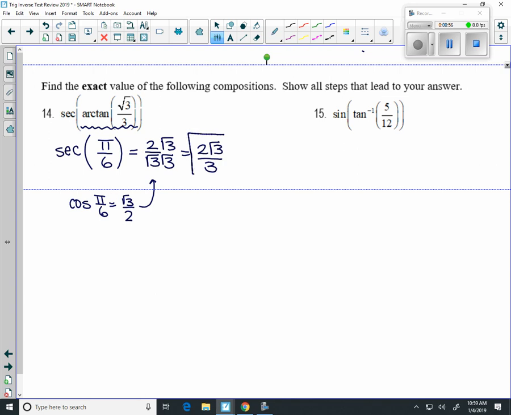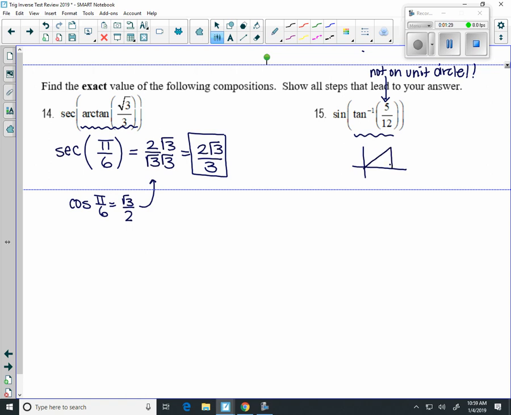Unit circle compositions are generally a little bit easier because you don't have to make a triangle. When you have a non-unit circle value, then it's a triangle problem. So this is a triangle problem. So what this gives me, this inside here gives me the triangle to make. So since it's all positive, I'm going to go first quadrant here.